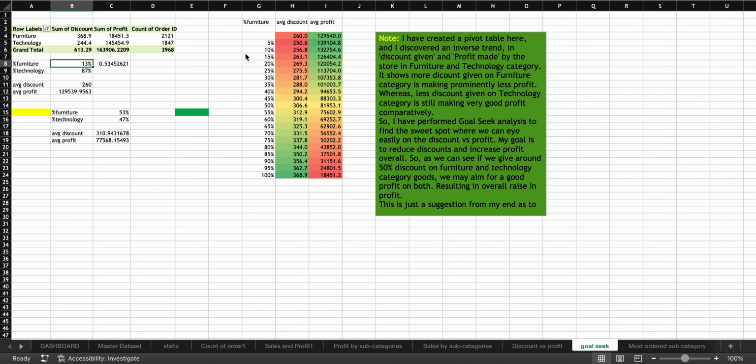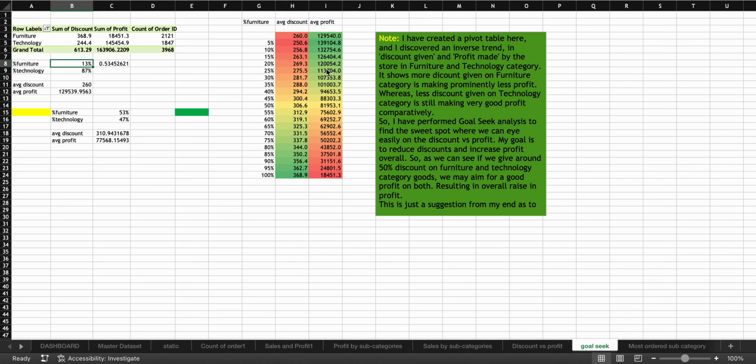And I had created a data table here to find the sweet spot where we can give 50% of the discount in furniture, while the remaining 50% we can give in technology. If we do that, we have to give a discount of 306, which is of course less than this, a bit more than this, somewhere between these two. But with that amount of discount, we are getting a good profit, that's 81,953. So if we combine this 81,953 twice, it goes to like 1,60,000 something. So here the total of these two profits is also not going till there, right?